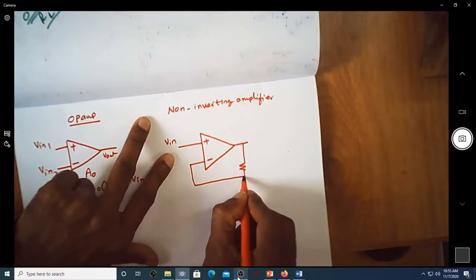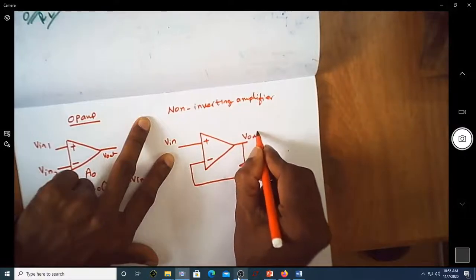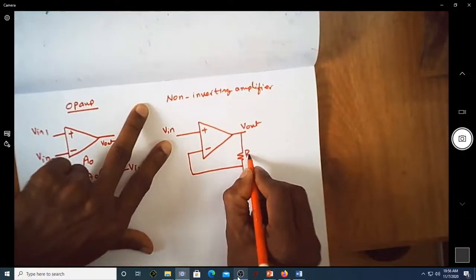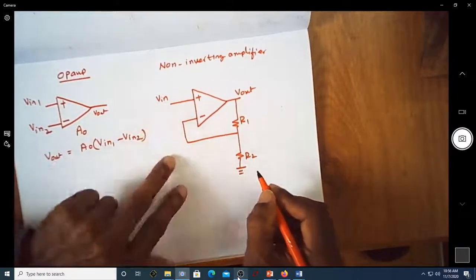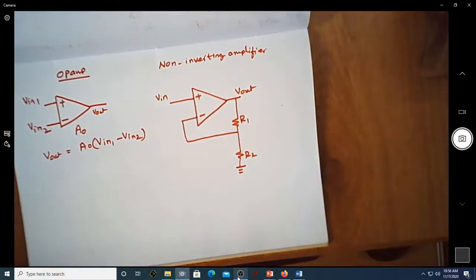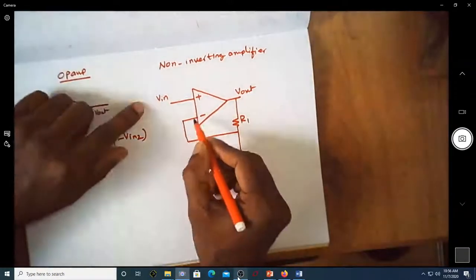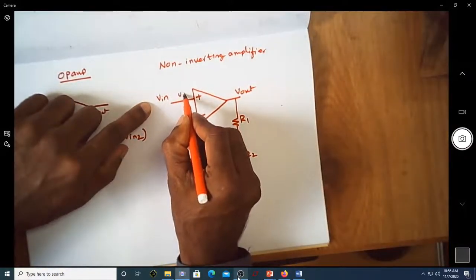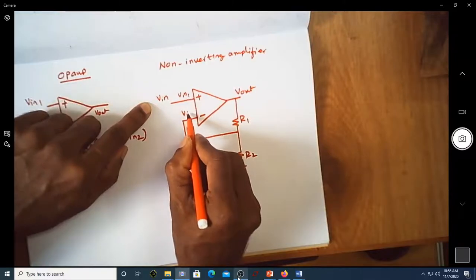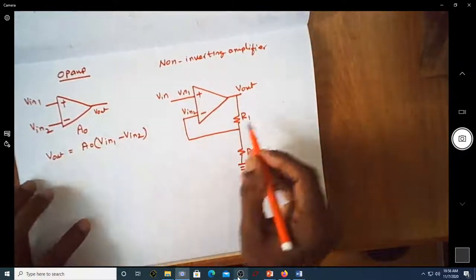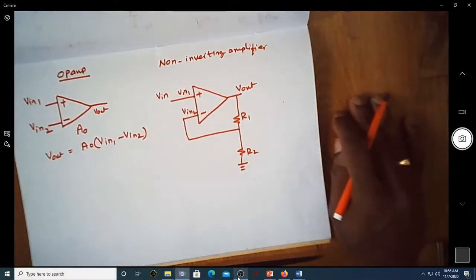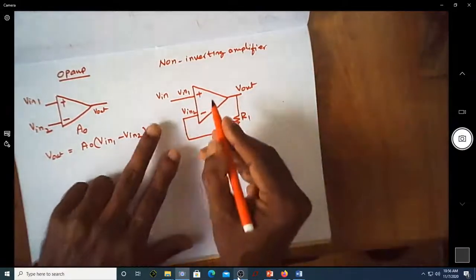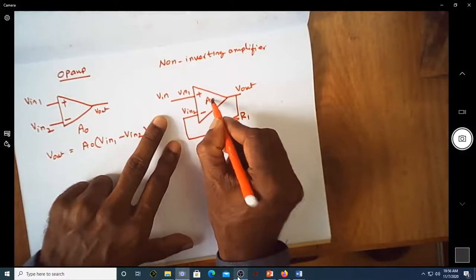This is now V out, and we have resistors R1 and R2. This is now grounded. Now, this is V in 1, this is V in 2. So this is the circuit diagram for non-inverting amplifier realization. So this has an open loop gain of A0.